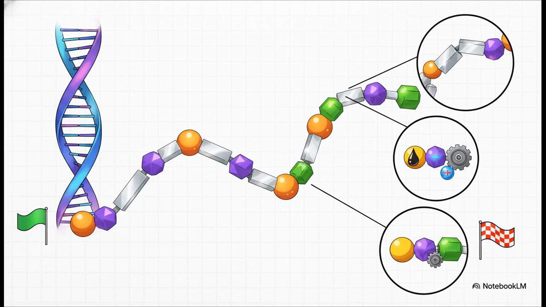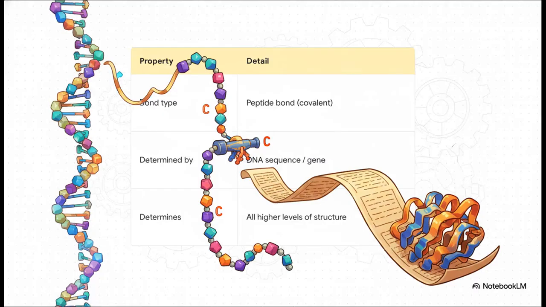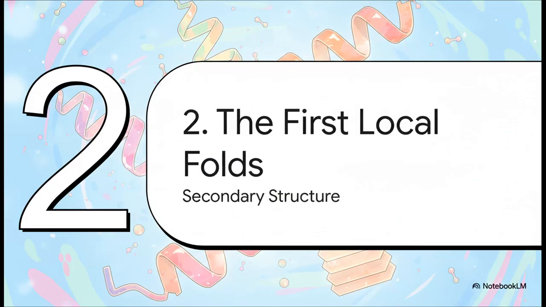But here's the big takeaway. This simple, one-dimensional sequence contains all the instructions for the final 3D shape. It's all in there from the start. So, to wrap up level 1, here's the bottom line. Your DNA dictates the sequence. The amino acids are linked by these super strong covalent peptide bonds. You can think of them like chemical superglue. And this sequence is everything. It's the master plan.